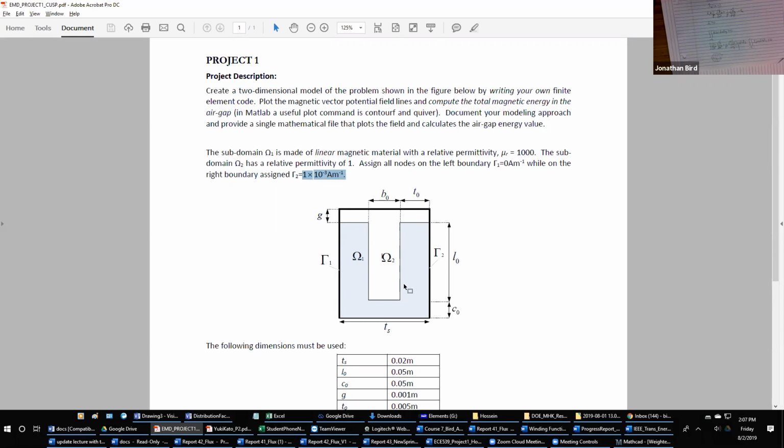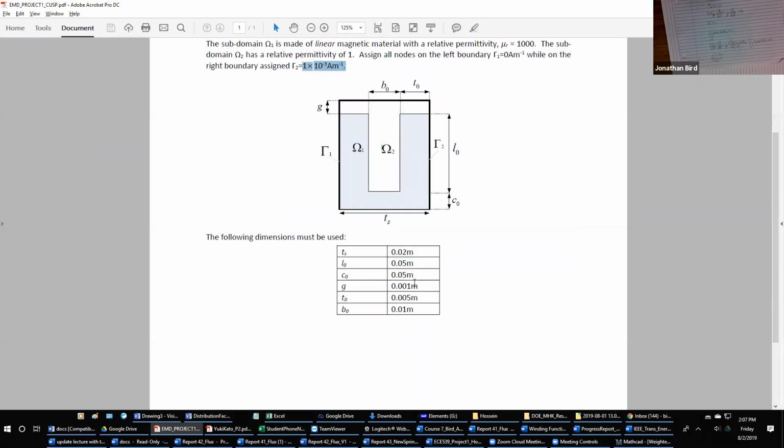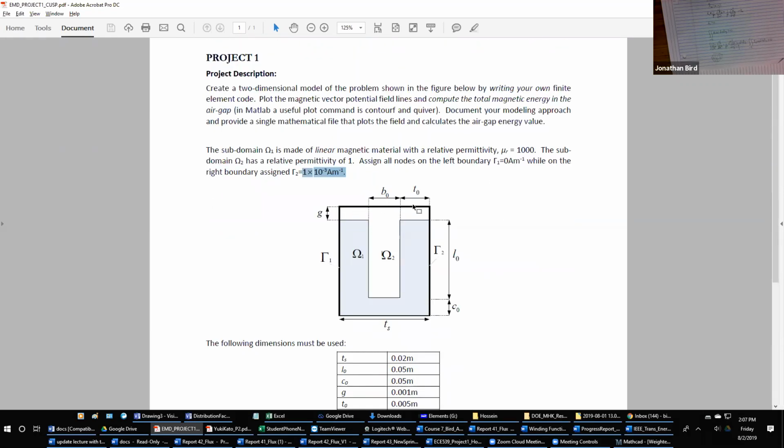And as I talked about this morning, if you have a difference in magnetic vector potential between 2 points in 2D, it creates a flux flowing down. So if you set this vector potential different on each side, there must be a flux being created that flows down from the top to the bottom. And so the students have to solve this using the finite element analysis code that they develop themselves with this geometry, and then calculate the energy in the air gap.